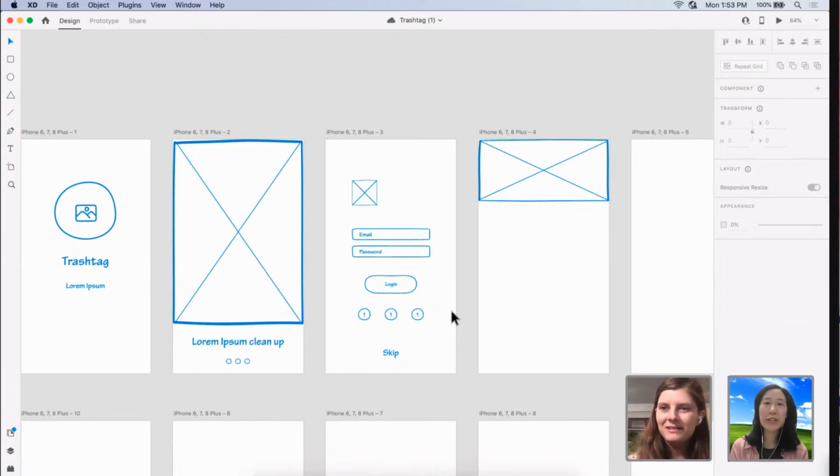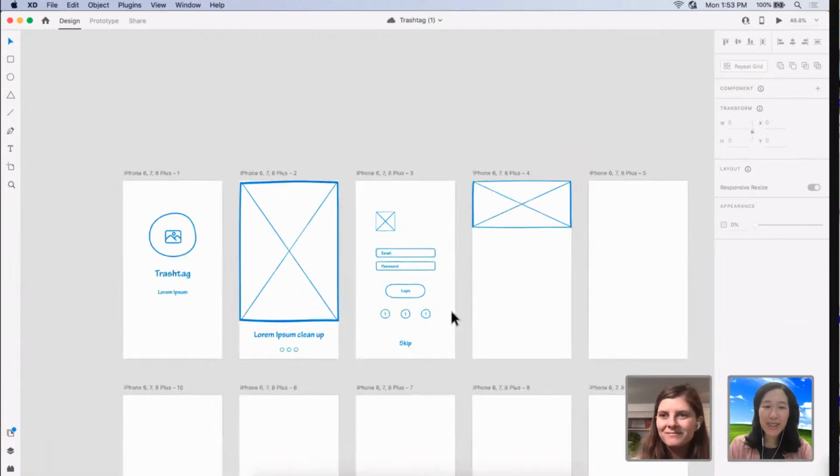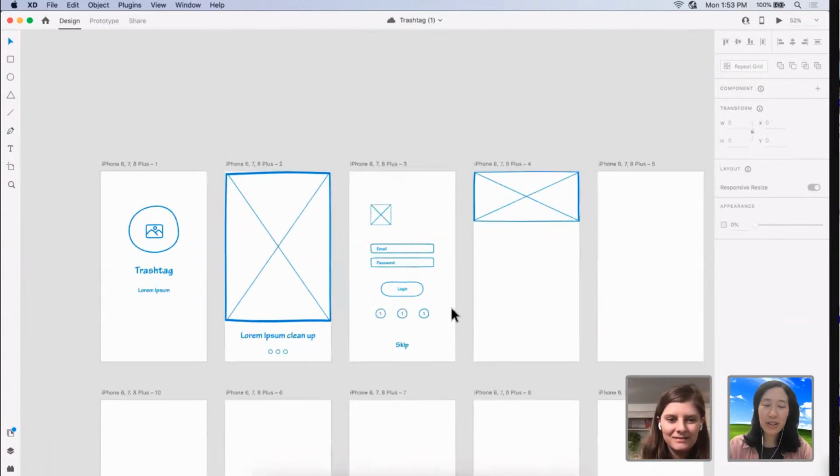So Joanna, what will we be covering tomorrow for people to tune in? Yeah, tomorrow we're going to continue this Trashtag mobile app, which is a crowdsourcing sustainability app. We're going to take our wireframes, polish them up a little bit to low fidelity designs, and then polish them up even more to high fidelity designs. Throughout that process, I will share resources that I found along the way that are helpful, talk more about the process, and show you the different things I'm learning about in Adobe XD.